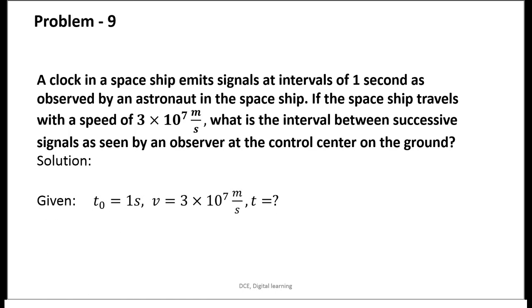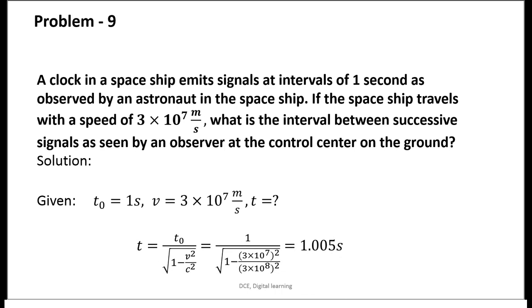The given things are t naught, that is the proper time, equal to 1 second. The speed of the spaceship is given as 3 into 10 power plus 7 meter per second. We need to calculate the time recorded or measured by the observer on the ground using the time dilation equation. T is equal to t naught by root of 1 minus v square by c square, and substituting the values of t naught and v, we get the time recorded by the observer as 1.005 second.